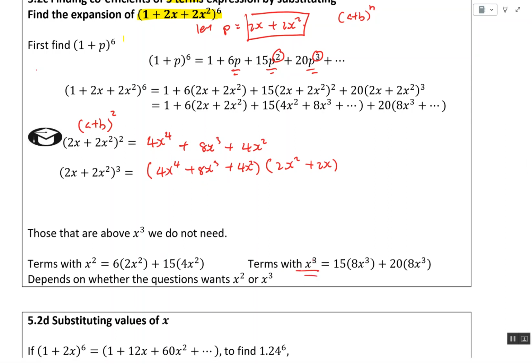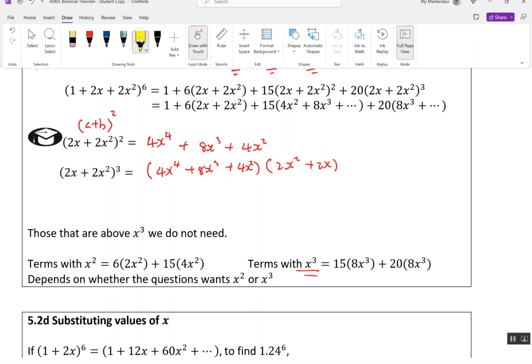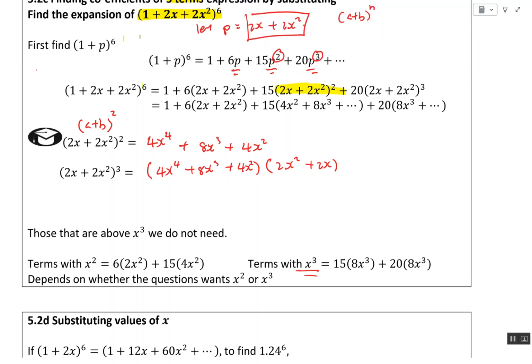If that is the case, in these two brackets here, when I want to use the terms in the square and the cube bracket, I should only be expanding up to the x cubed term. So you put a star here at the back: only need to expand up to x cubed term.